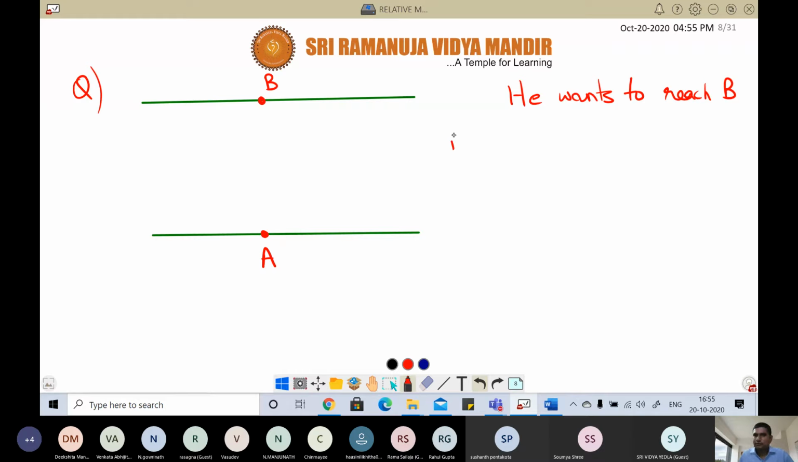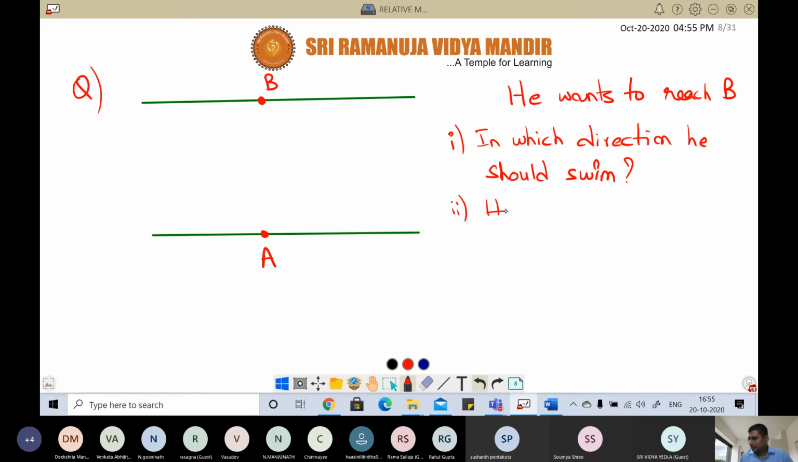So the first question is, in which direction should he swim? Swim means his effort. The second thing is his resultant velocity. The third thing is how much time he will take. I'm not giving values purposefully because some students immediately calculate and don't listen to the question. That's why I'm not giving the values of velocity of river and velocity of man.